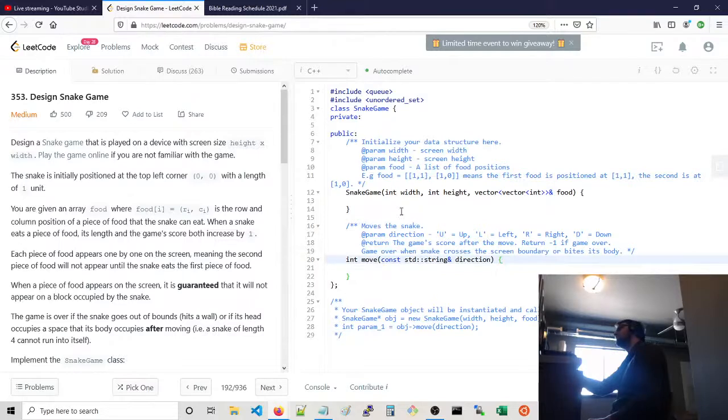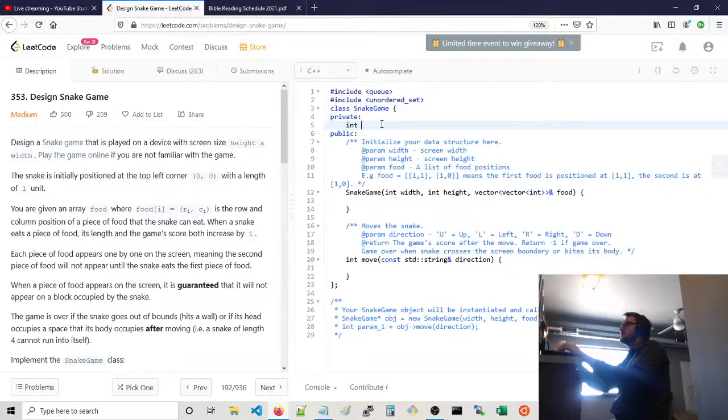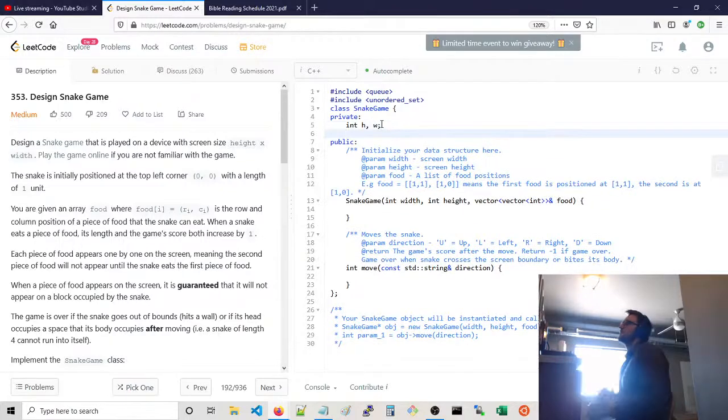So we have a few different things to consider. We want HW to be the height and width, and we're going to use that for our bounds checks. We're going to have an unordered set, and we're going to use pairs for things here.